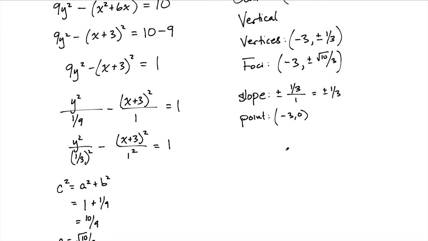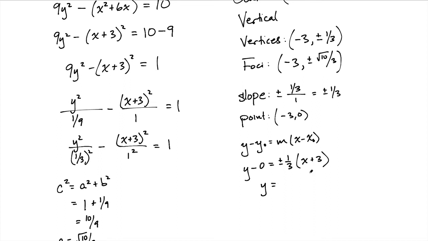And we know that they both go through the point -3, 0. So we can use point slope form of a line to get the equations. Point slope form of a line is y minus y naught equals m times x minus x naught. So we can go ahead and plug in the point and the slope there. And I'm just going to do this all together in one thing. So y minus y coordinate is 0 equals, the slope is plus or minus 1/3 times x minus the x coordinate, so plus 3.